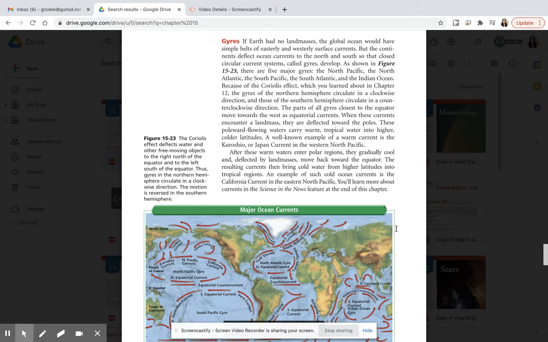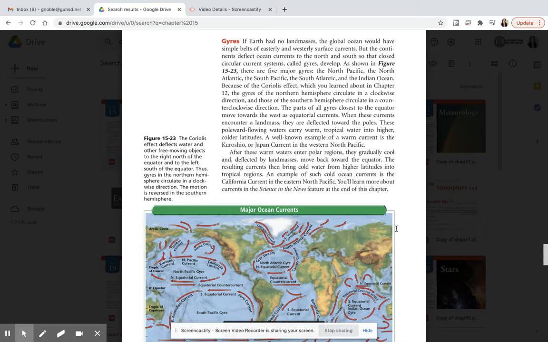The part of all gyres closest to the equator moves toward the west as equatorial currents. When these currents encounter a landmass, they are deflected toward the poles. These poleward flowing waters carry warm tropical water into higher, colder latitudes. A well known example of a warm current is the Kuroshio or Japan current in the western North Pacific.